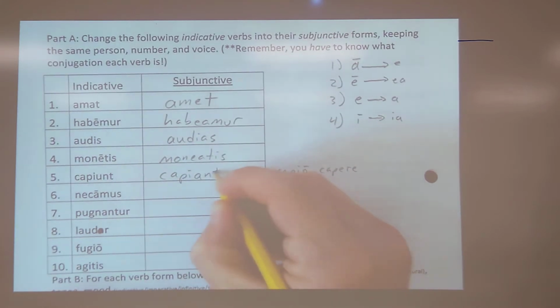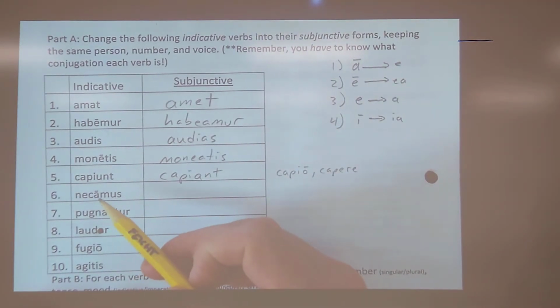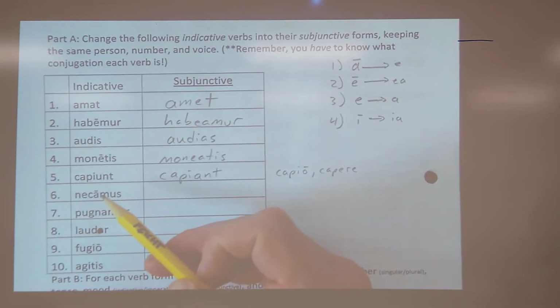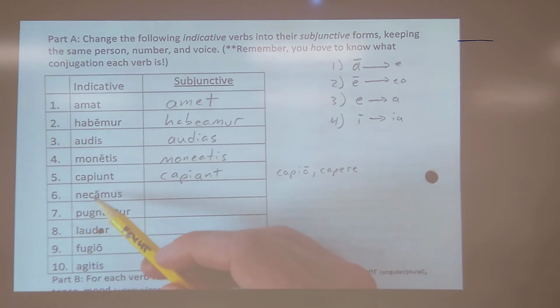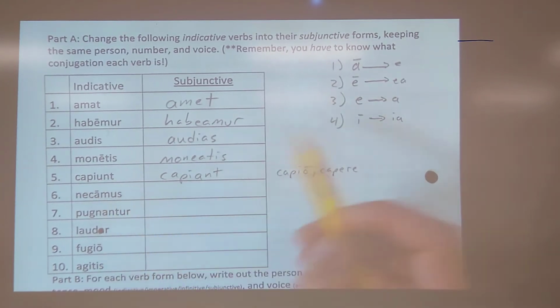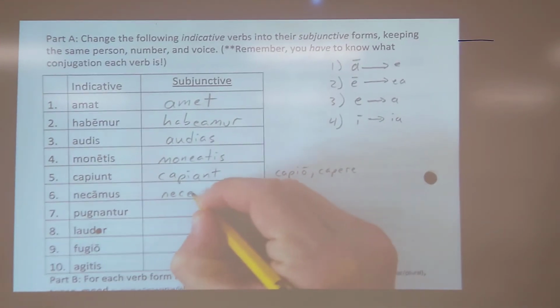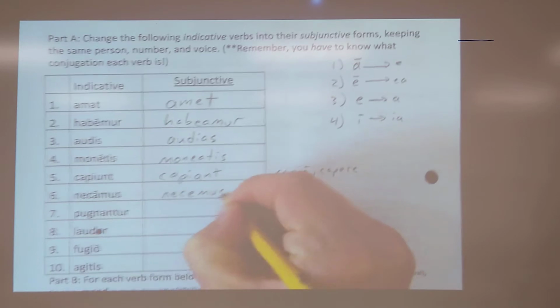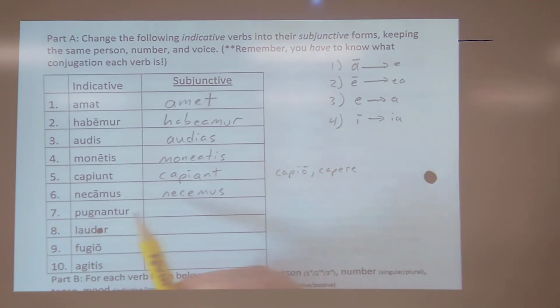And put our ending back on, right? Right, that one's a little tricky, but number 6, nice and easy. We have the lovely verb neco, necare, but it's a first conjugation verb, so here we are. We have our long A. The long A becomes an E, so instead of necamus, we have necemus. And that actually would turn into a long mark, but we'll leave that off for now.